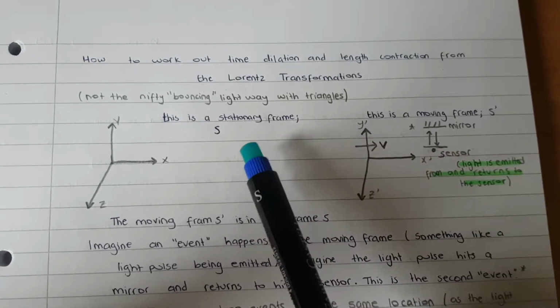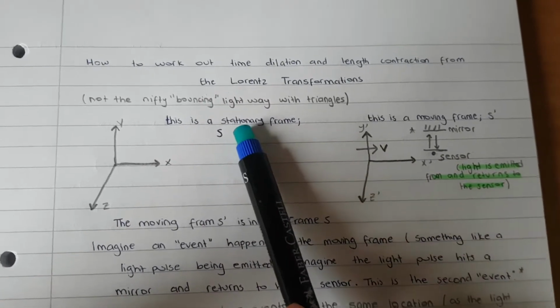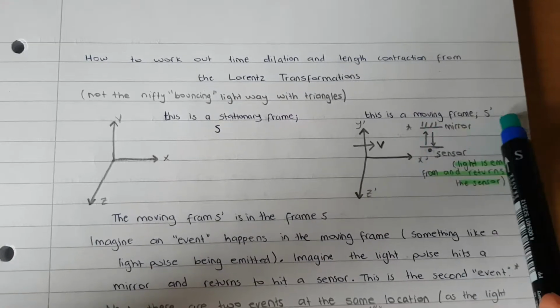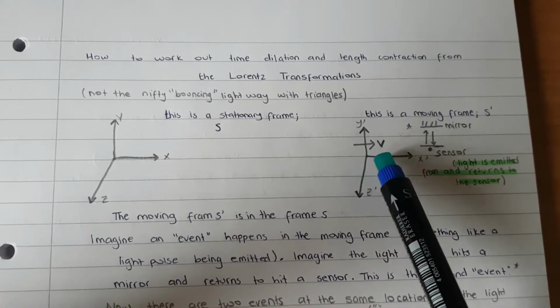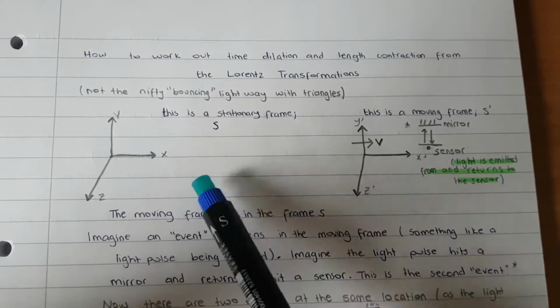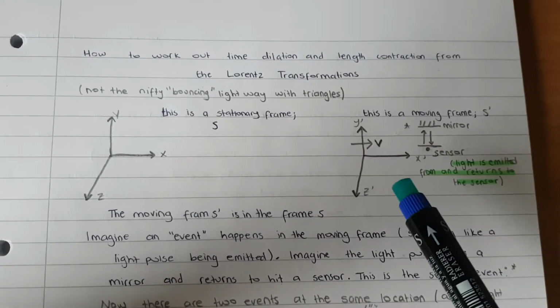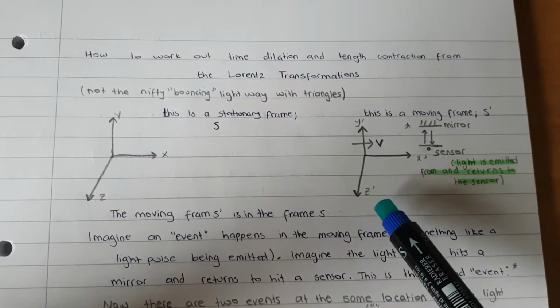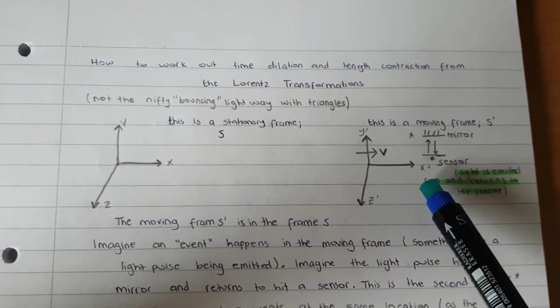So you have a stationary frame, which we're going to call S, and you have the moving frame or the prime frame, moving with a velocity v in the stationary frame. So to start doing anything like this, you need to have two events, okay? So you need to have two different things happening.